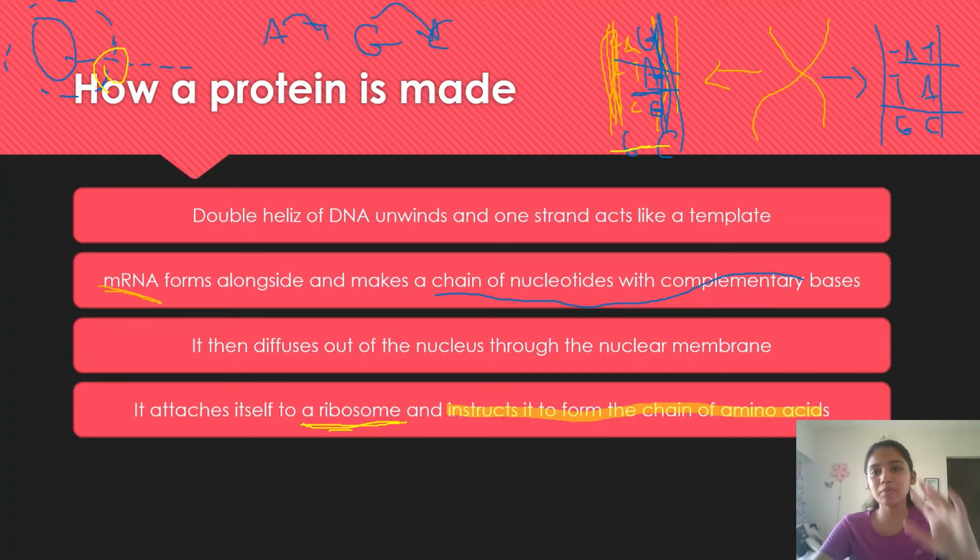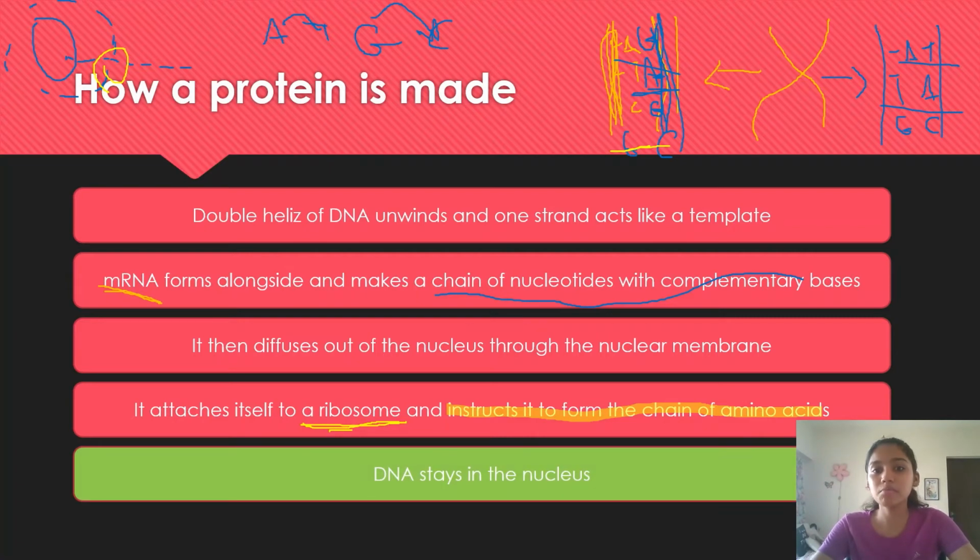As you know, amino acids are made from what? Organic bases. And mRNA has what? The order of organic bases. So since it has the order of organic bases, it can instruct the ribosome to make the same order of organic bases, which will then form amino acids because three organic bases form one amino acid.